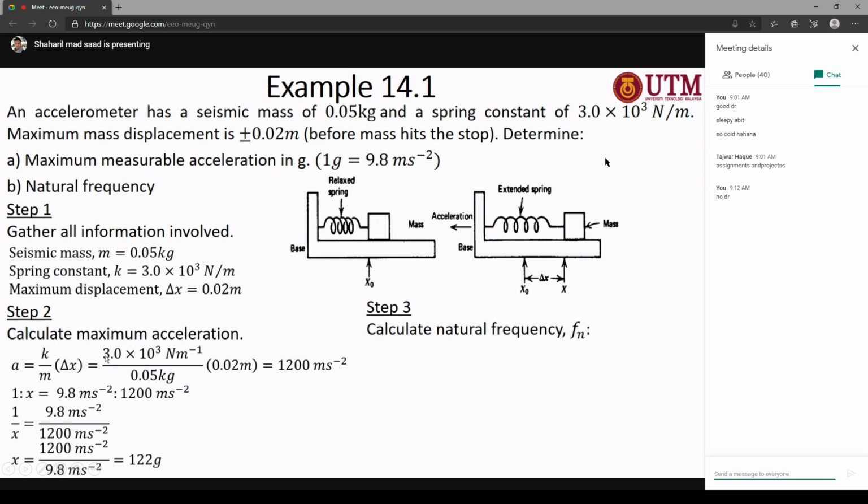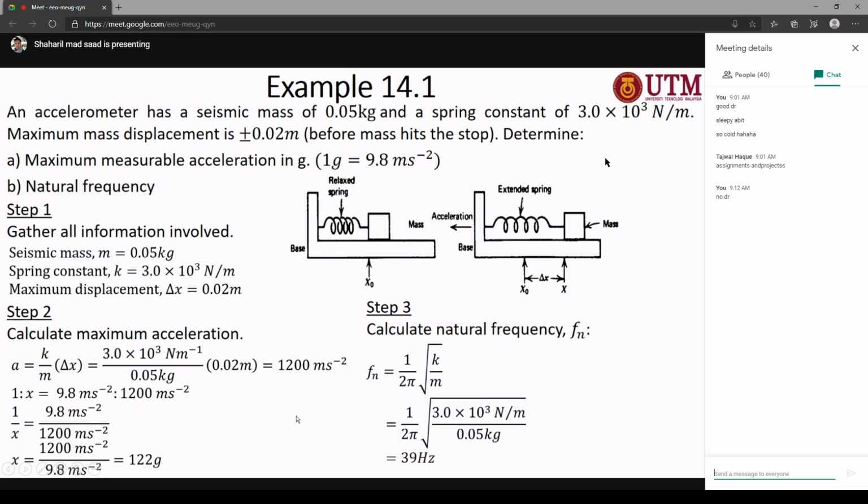So you can calculate. k is given, m also is given, and delta x, the maximum, is 0.02 on the right. Okay, so you just times by 0.02, and then you can get the acceleration, 1200 meters per second squared. But the question asks you to have the acceleration in g, so you can use the ratio. For example, 1 g is equal to 9.8 meters per second squared, and then ratio with 1200, and then you can get x here. Okay, this one is simple.